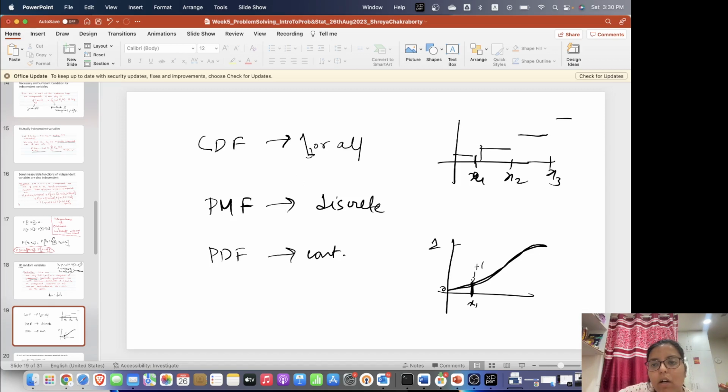There the mass will be concentrated at the discontinuity points. The CDF should always be right continuous; it need not be left continuous for a discrete random variable. But for a continuous one, there will be no points of discontinuity. For a discrete one, it will always be a step function. Okay. All right. Thank you.